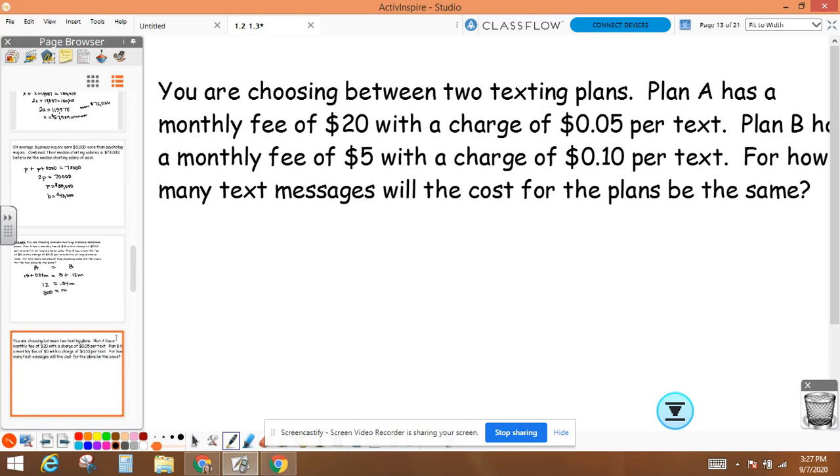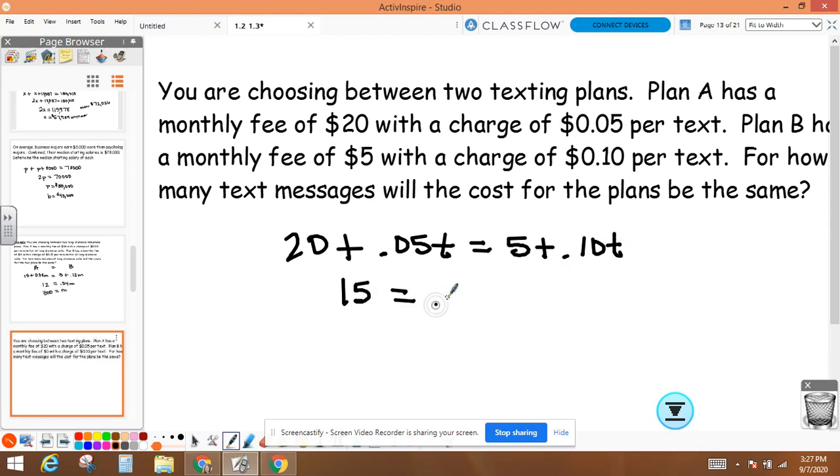All right, again, this one's the same. So pause and try it. So plan A, plan B, so subtract the 5, subtract the 5 cents from the 10 cents, divide 15 by 5 cents, and again, you get 300.